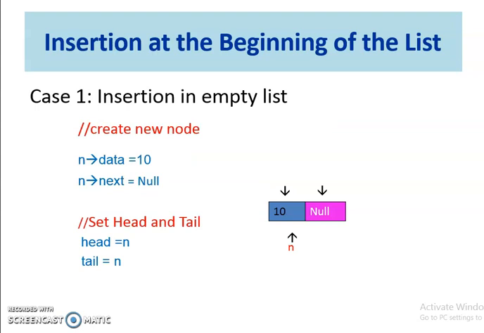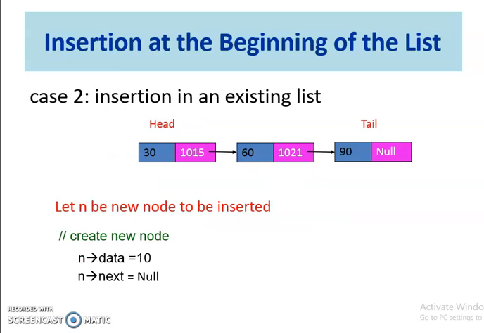Since there are no other nodes in the list, we have to set the head as well as the tail. So head is set to n and tail is also set to n. Next we will see how the insertion of a new node is done at the beginning of an existing list.